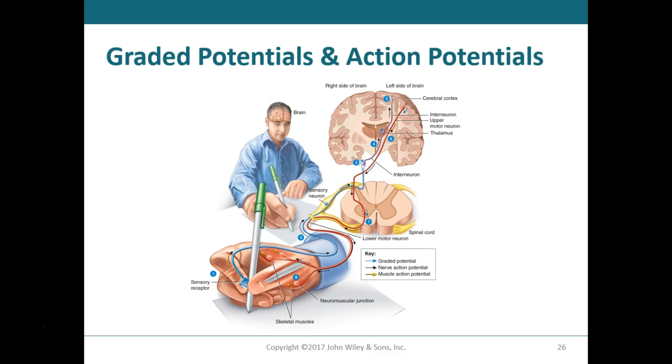So as you touch the pen, a graded potential develops in a sensory receptor over the skin of the fingers. The second step, the graded potential triggers the axon of the sensory neuron to form an action potential, or a nerve impulse, that travels along the axon into the central nervous system and then causes the release of a neurotransmitter. Now, we haven't talked a lot about neurotransmitters yet, but remember, a neurotransmitter is just a chemical that's released by a neuron that's going to trigger another cell to do something.